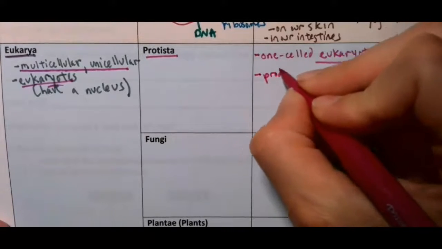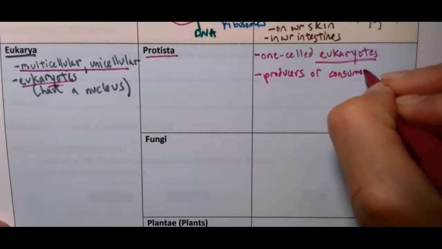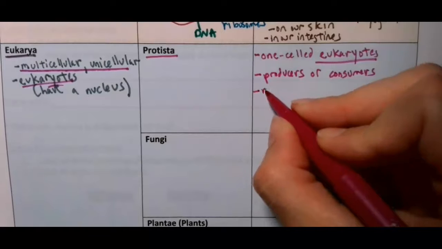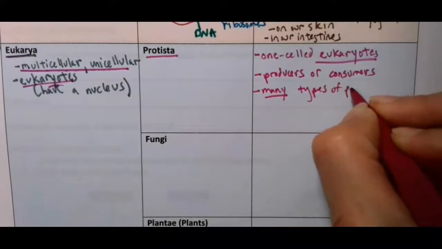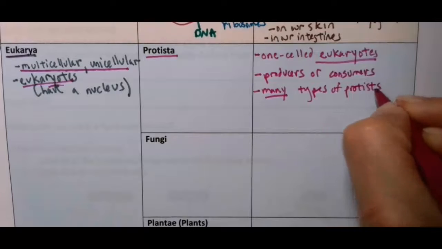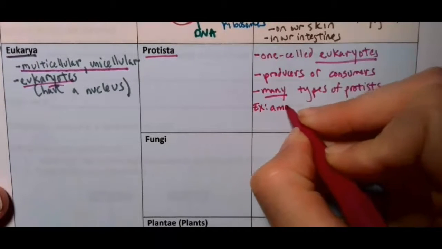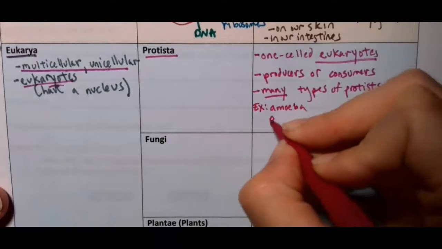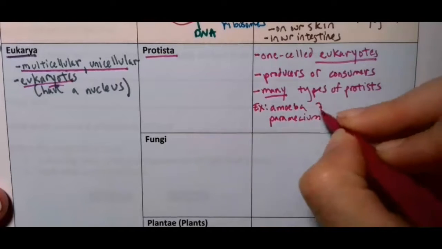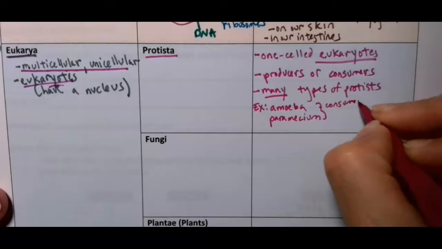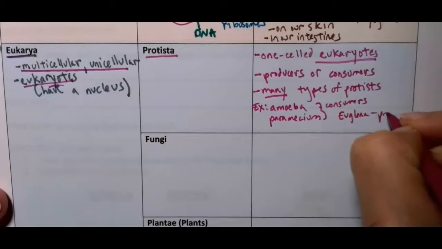They can be producers or consumers. And there are many types of protists. Examples include the amoeba, paramecium. Both of these types are consumers. Another type is Euglena, which is a producer.